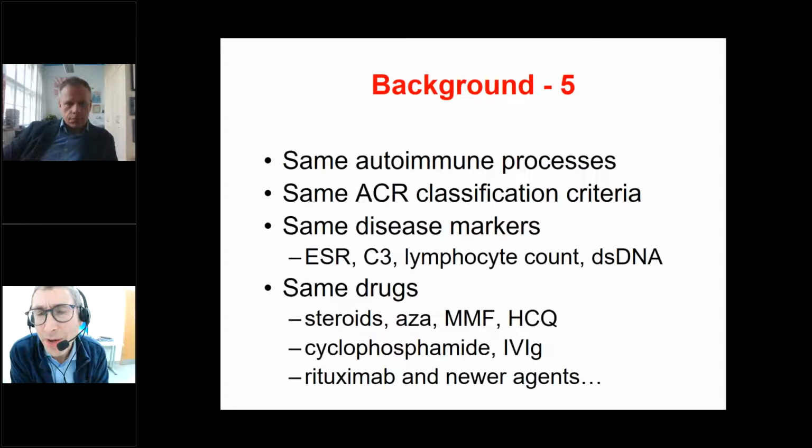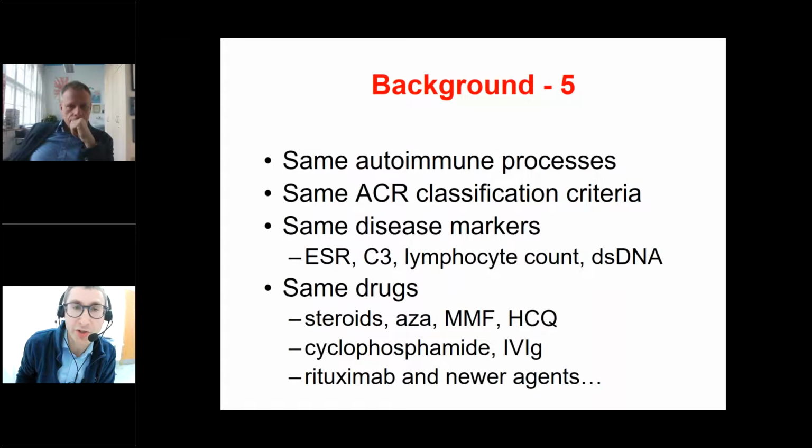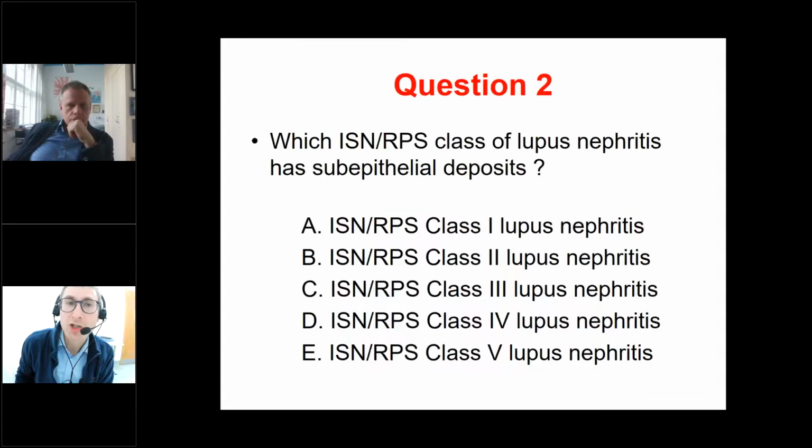But if we compare almost any adult rheumatological condition with pediatric, then lupus is the one that probably has the same autoimmune process. We use the same classification criteria, we use the same disease markers and the same drugs, which I'll talk on a bit. So the next question is about lupus nephritis.